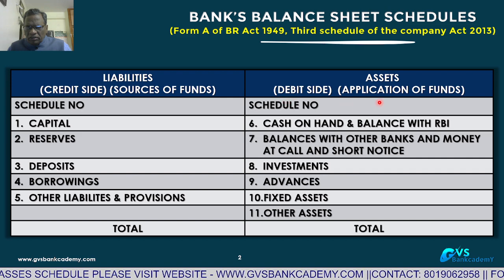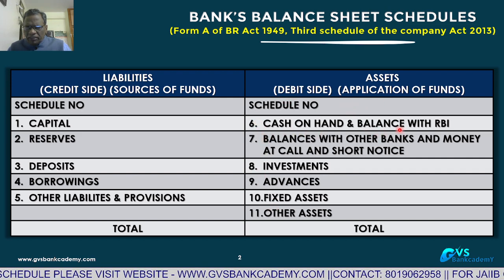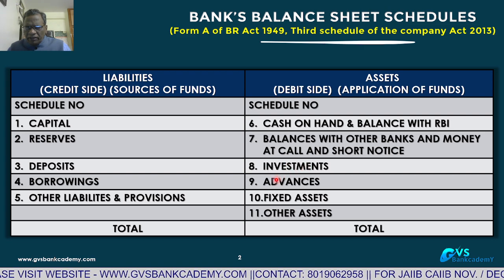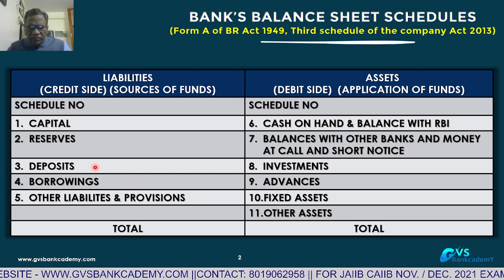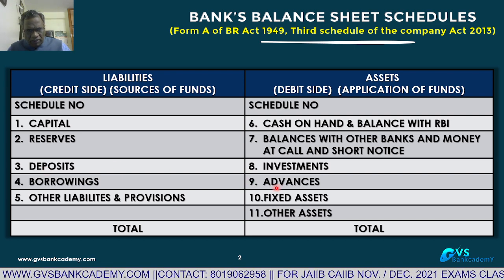So these assets are schedules 6 to 11. 6, cash on hand, balance with RBI. 7, balance with other banks, money at call and short notice. 8, investments. 9, advances. 10, fixed assets. 11, other assets. The primary function of the bank, the main function, is accepting deposits for the purpose of advances.